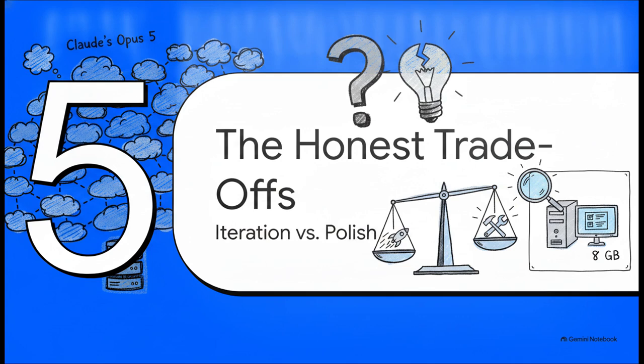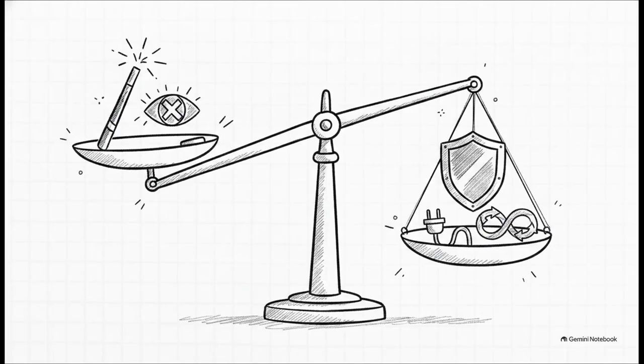And finally, Section 5, the honest trade-offs, iteration versus polish. Look, moving from a billion-dollar cloud infrastructure to a local 8GB setup definitely comes with some compromises. Let's just be pragmatic about this. So, what exactly are you giving up here? Well, you lose that magical first-try polish, for sure. You're also going to lose some sketch-to-code vision accuracy, and you miss out on those brilliant second opinions that a massive cloud model might offer.